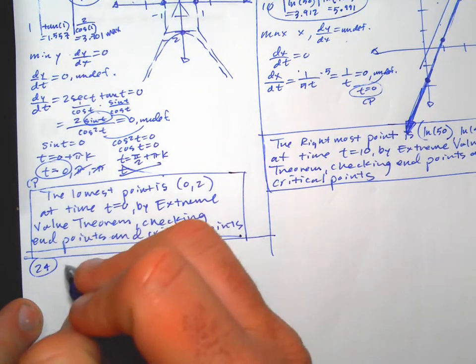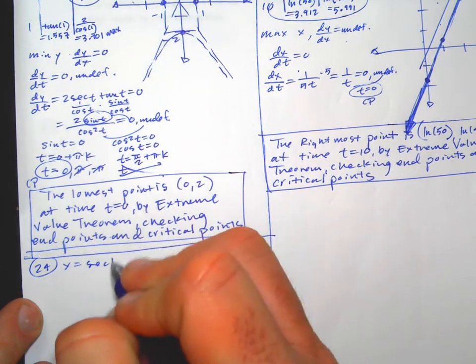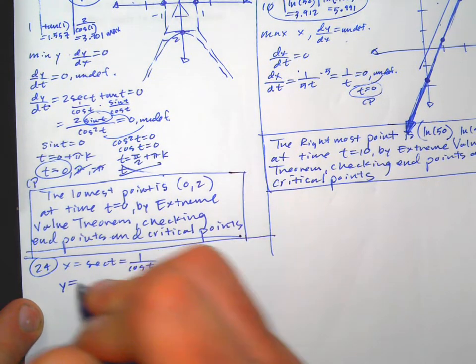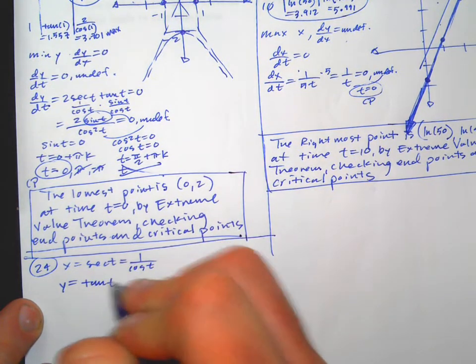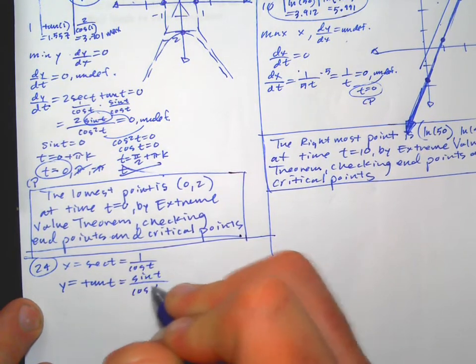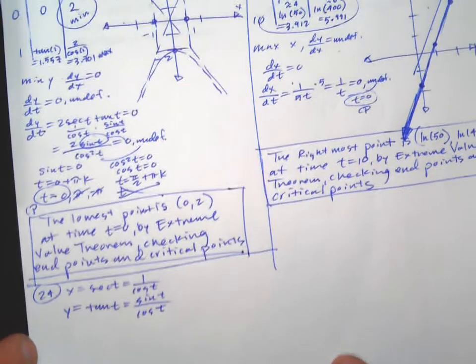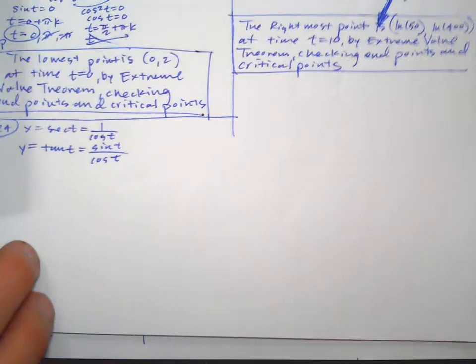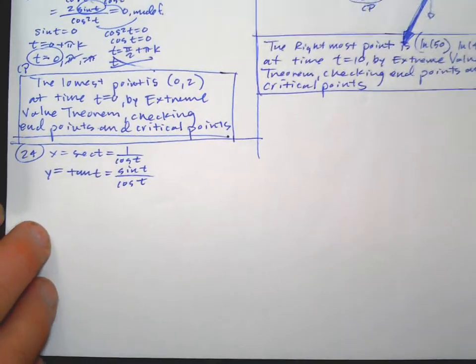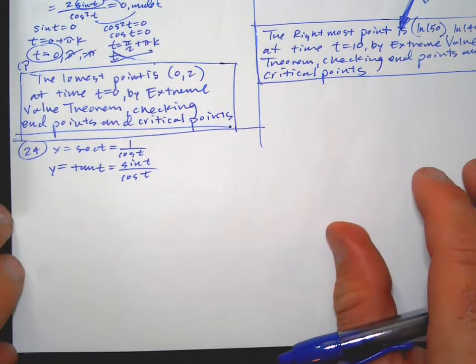24: x equals secant t, which is 1 over cosine t. y equals tangent t, which is sine over cosine t. And we don't have any time domain because we're not doing that. So I want you to go ahead and sketch the graph. Let's just get a little more practice with that.